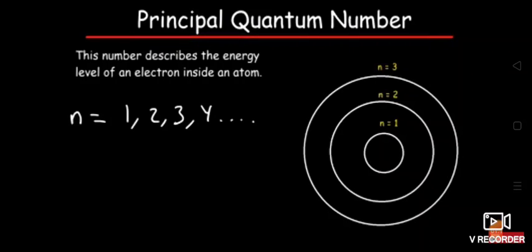So n is the energy level. All the orbitals in a shell have the same energy level in a hydrogen atom. As n increases, the size and energy of the orbital also increase. So the number describing the energy level of an electron inside an atom is known as the principal quantum number. n is equal to 1, 2, 3, 4. That means K shell, L shell, M shell, N shell, that is n equal to 1, 2, 3, 4.